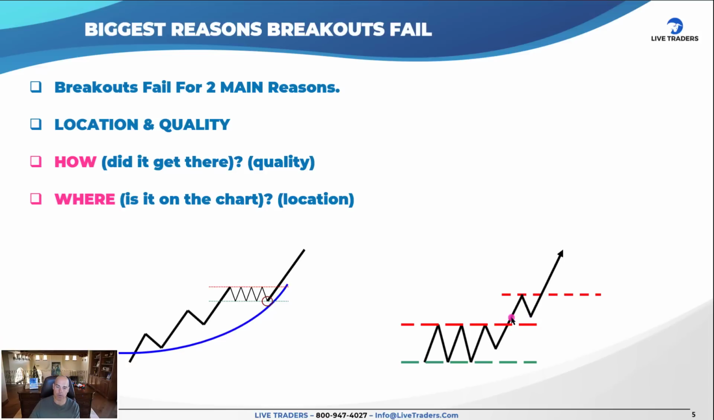We talk about it frequently. The safest place on a chart to buy is the first pullback. This is the first pullback right here, where my cursor is, right? That is the first pullback area.